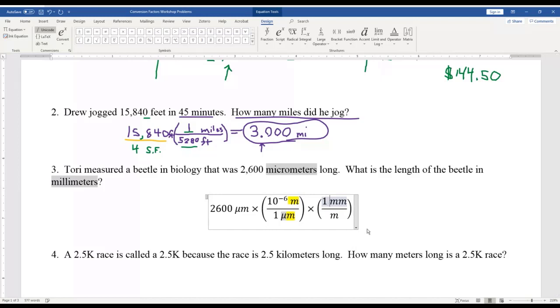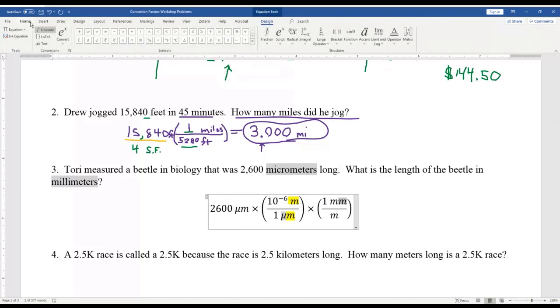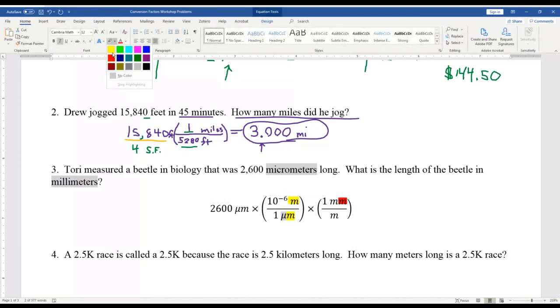Once again, I'll put a 1 in front of the prefix unit. Here's my base unit, and there's my base unit, but one of my units has a prefix. I'll put a 1 in front of that. And then the meaning of the prefix goes in front of meters. And what does milli mean? What is that number that I should put in front of meters?